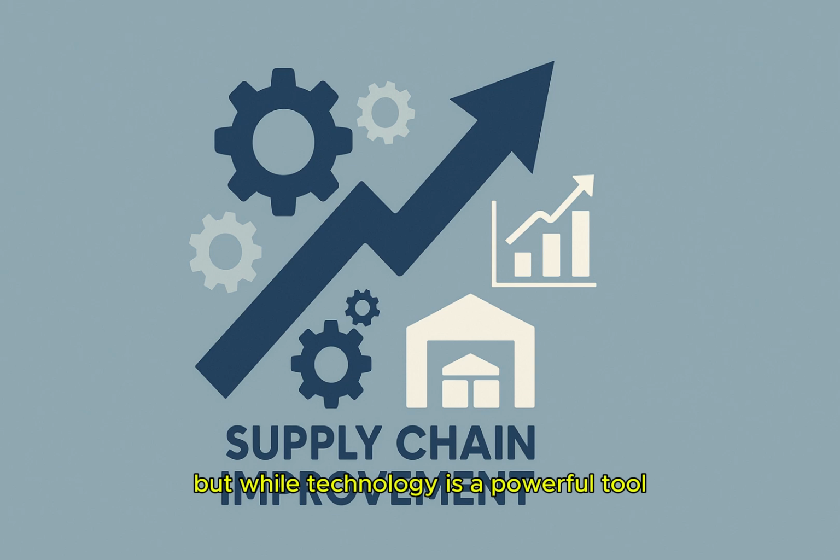But while technology is a powerful tool, it's important to remember that forecasting will always benefit from human oversight. Data can tell us what is likely to happen, but people bring context, creativity, and strategic thinking to the table. The most successful companies use a blend of automation and human expertise to achieve the best results.